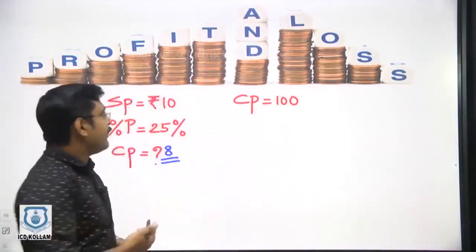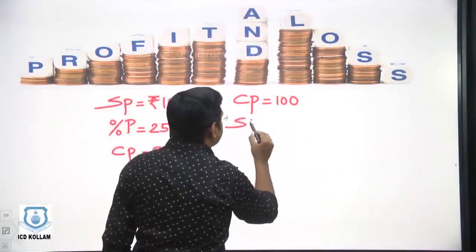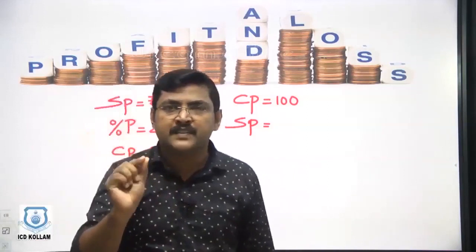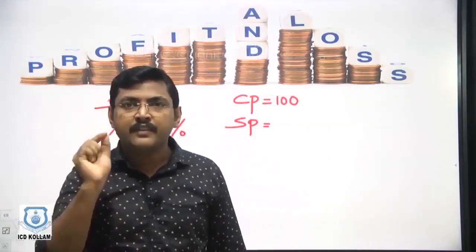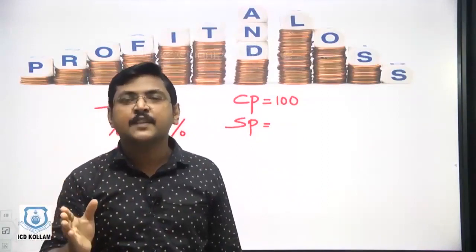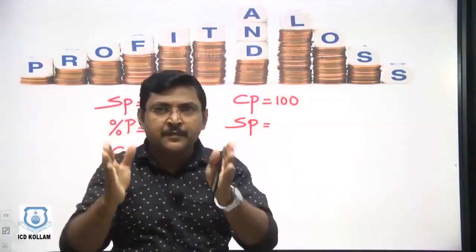After that, if we need to find the selling price, and some profit percentage is given, assume that the profit percentage is given as 15%. And if it is asked to find the selling price, if the CP is 100, it's very easy to find. I will explain the logic of why.